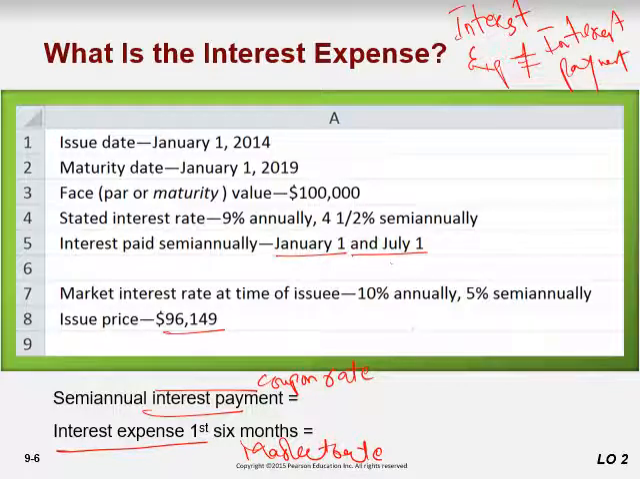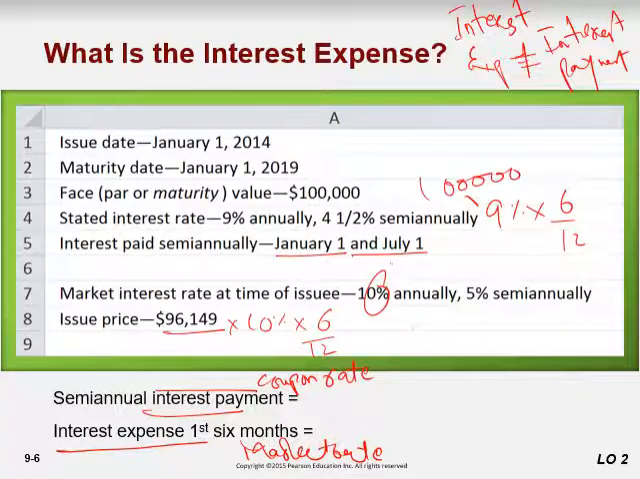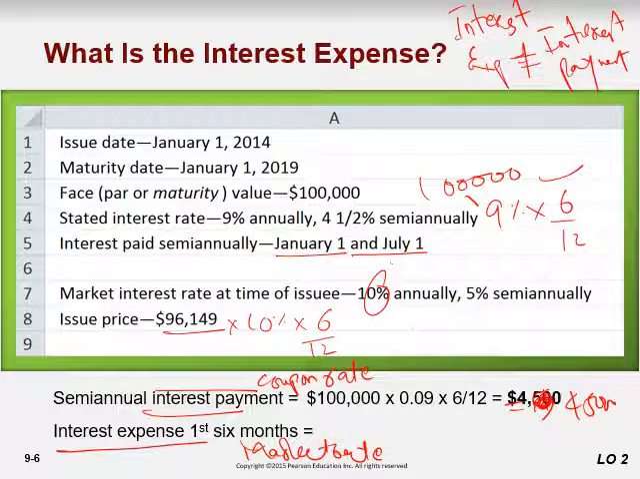The market rate is 10%, multiplied by 6 by 12. And here the interest payments are based on the coupon rate, so we multiply this with 100,000. The answer would be 4500. 9000 divided by 2 is 4500, and this we have already solved here.